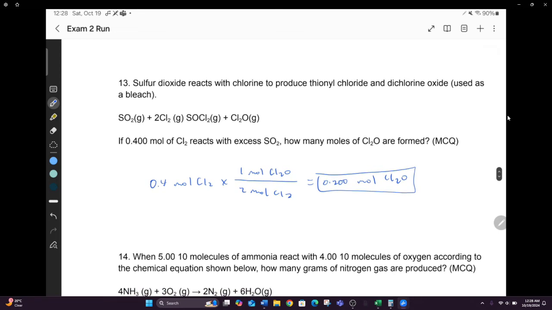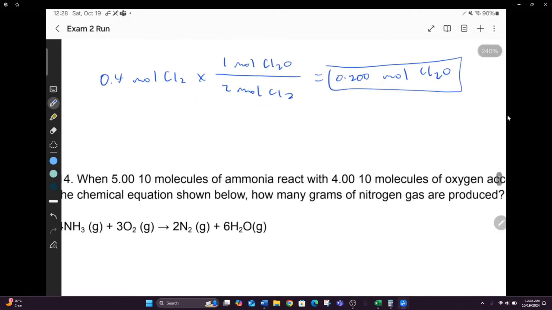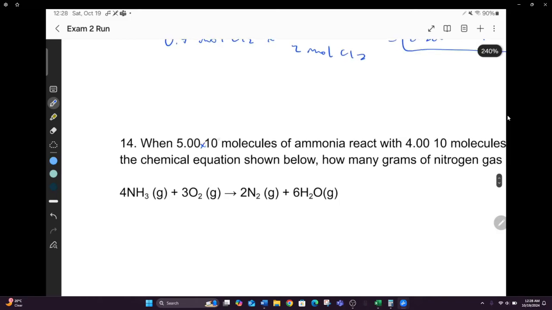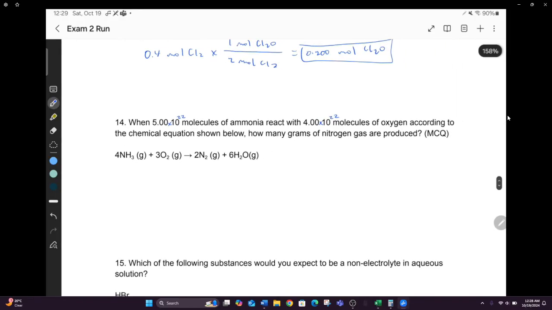Quick question 13 was... 14: when 5.0 times 10 to the 22, sorry, let me fix this, 5.0 times 10 to the 22 molecules of ammonia react with 4.0 times 10 to the 22 molecules of oxygen, how many grams of nitrogen gas are produced?